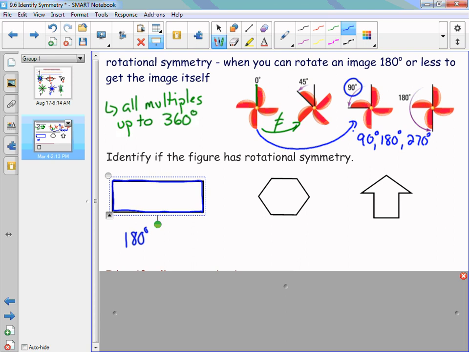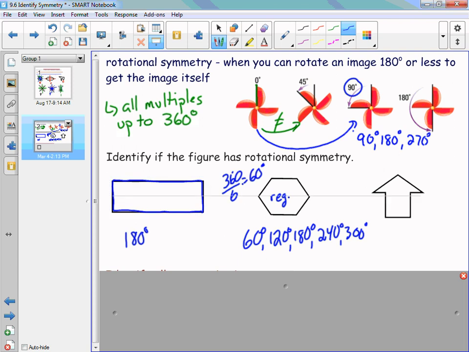Here with the regular hexagon, there are 6 sides. One thing you can do, an easy way to do this, is to take 360 and divide it by the number of sides to see what your rotational symmetry will be. 60 degrees. So if I rotate a regular hexagon 60 degrees, it should be the same. And again, this is contingent on it being regular. And since it's 60, it'll be all multiples of 60 as well.